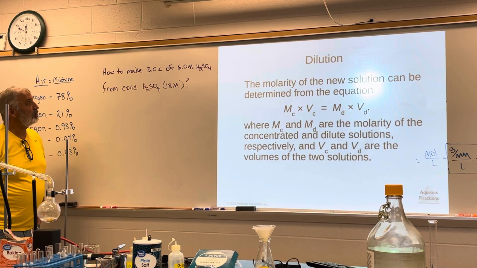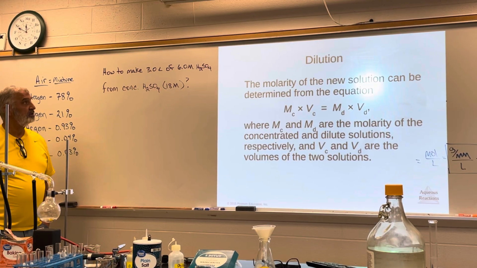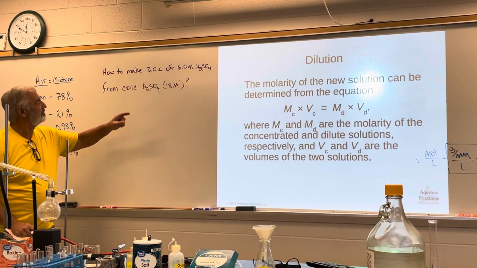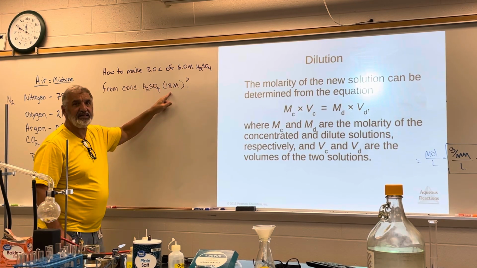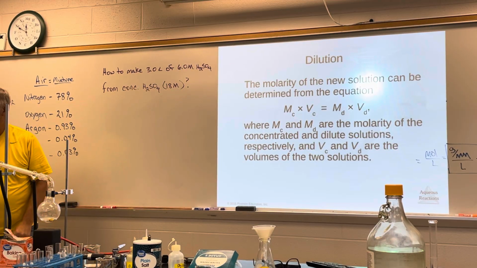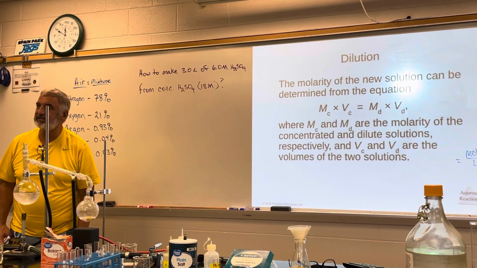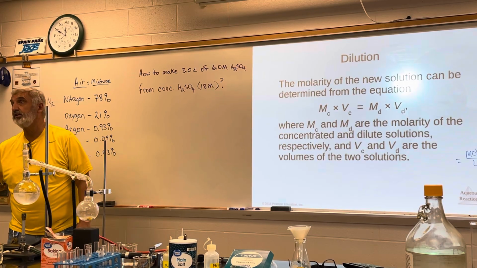So what is the molarity of my concentrated? Okay, wait, let's just read this. Read the question. How to make 3 liters of 6 molar from concentrated that's 18 molar. Which is more concentrated, 18 or 6? 18. Don't make that complicated. 18 molar is more concentrated than 6. So my 18 molar is the concentrated, the 6 molar is the dilute.